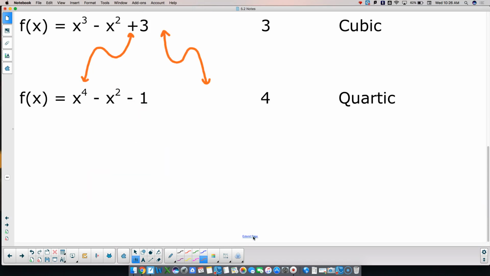Next one is called a quartic function. A quartic function has a degree of 4. I do like me some quartics, because they look like W's and M's. Did anybody see a pattern develop between the degree of 1 and degree of 4?